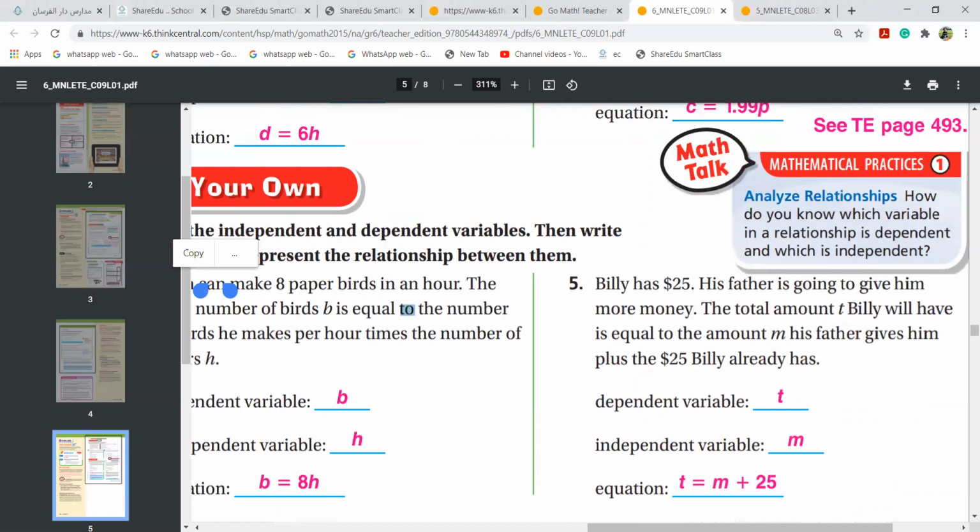Billy has $25. His father is going to give him more money. The amount Billy will have is equal to the amount M his father gives him plus 25, which he already has. So 25 plus M, of course. But I don't know how much he gives. Do you know how much his father will give? No. So M is independent. The total is T, that is dependent. And T equals M, which his father will give, plus the 25 he already has.